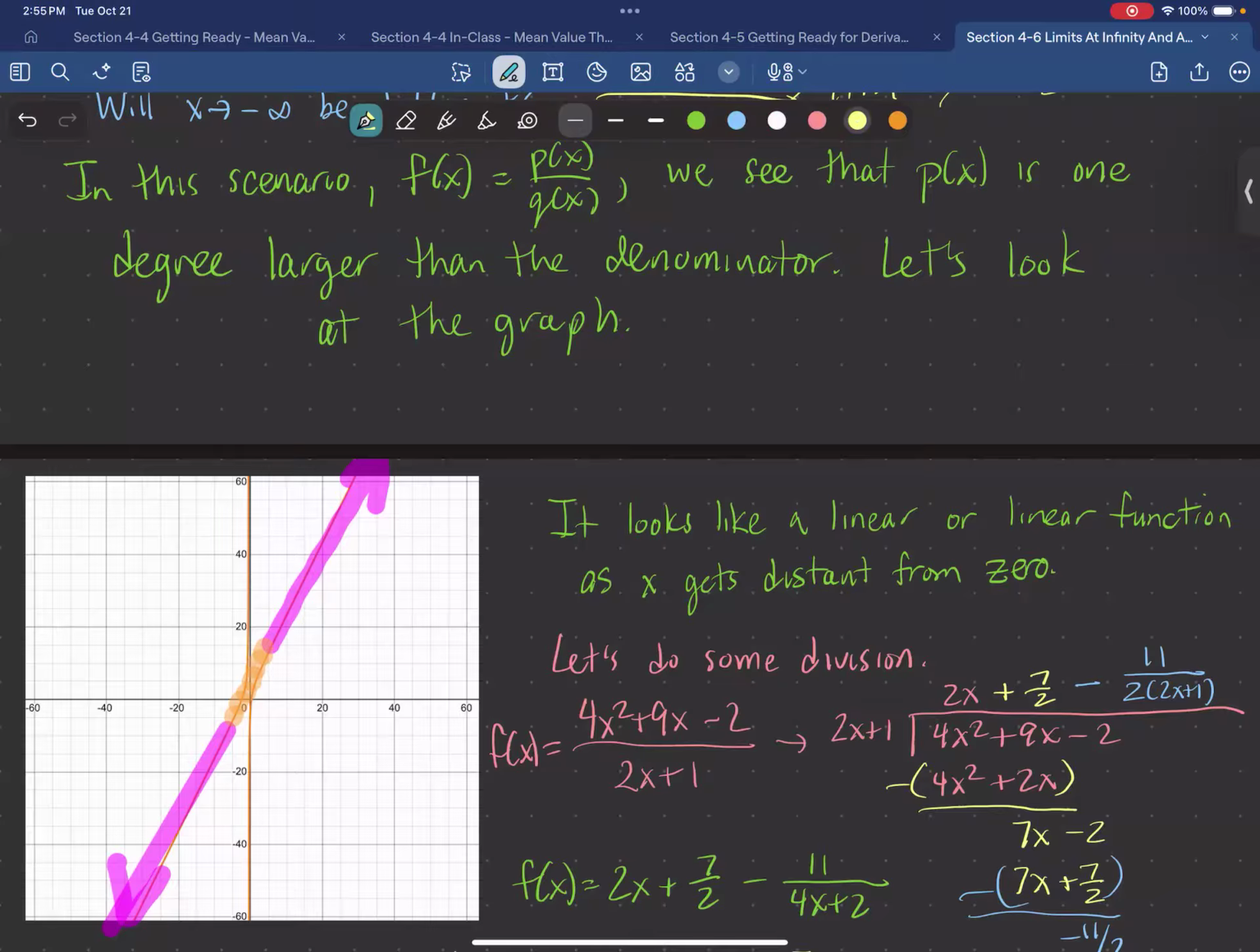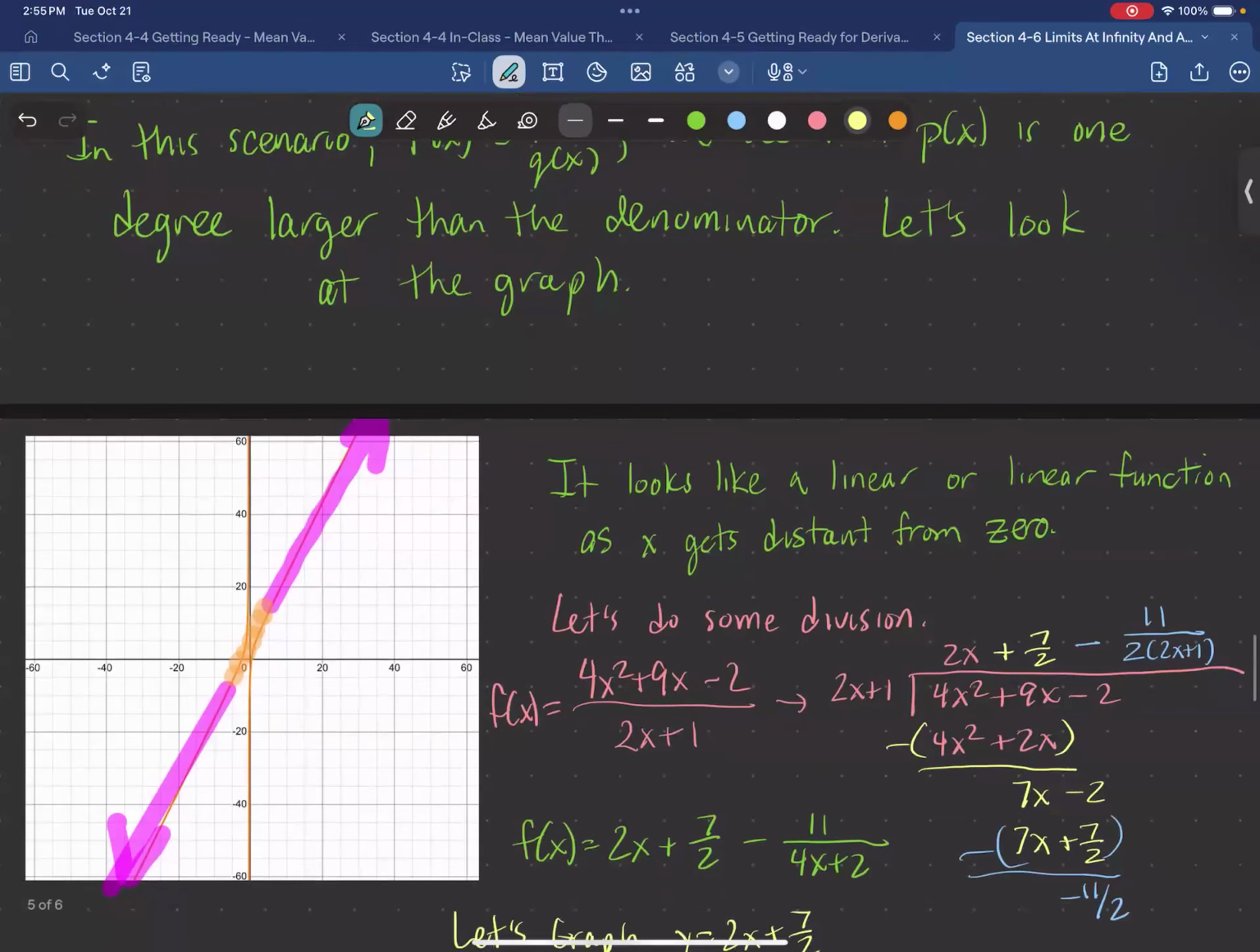Let's do some polynomial long division. With the bottom having a coefficient of 2 rather than 1, synthetic division is not that friendly here. So we're going to do long division. And when I did the long division, I got 2x plus 7 halves. And then I had a remainder of minus 11 over 2. And so the remainder goes over the old denominator.